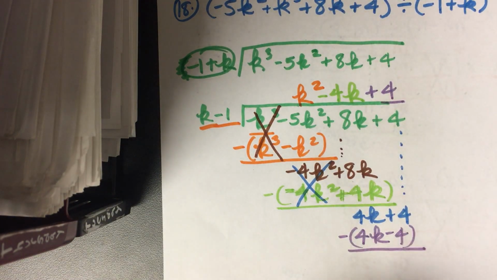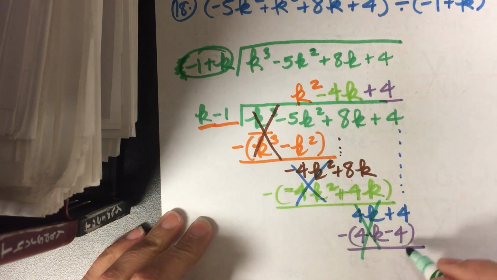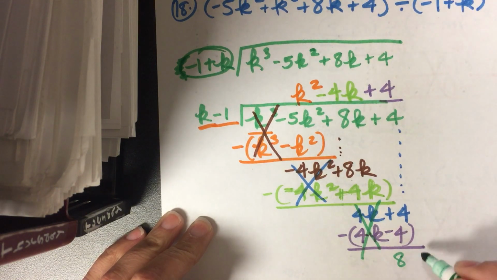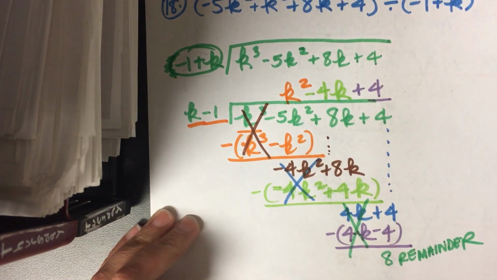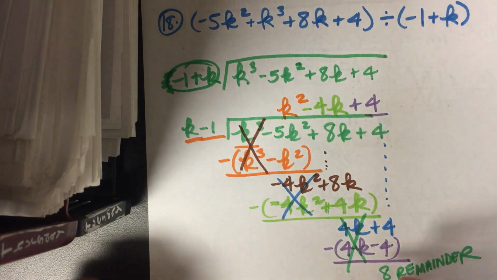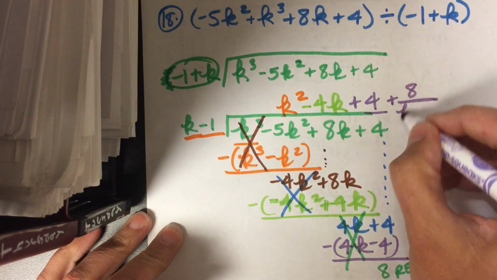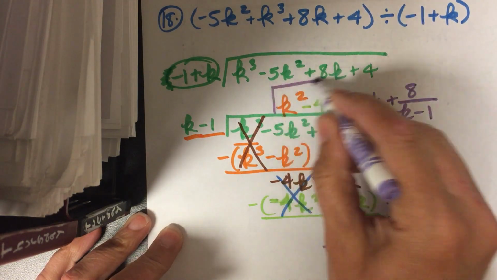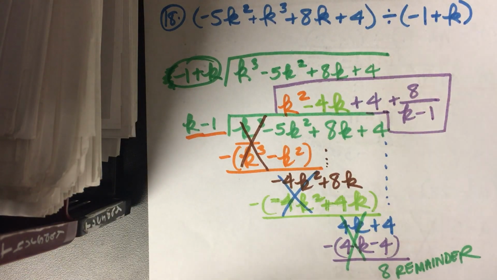And when I work it out, they're going to cancel. These will cancel, and then 4 minus negative 4 becomes plus, which is 8. That is your remainder. So you have to take your remainder and put it on the end. So it's a positive 8, so plus 8 over k minus 1. And that is how you do long division with polynomials.